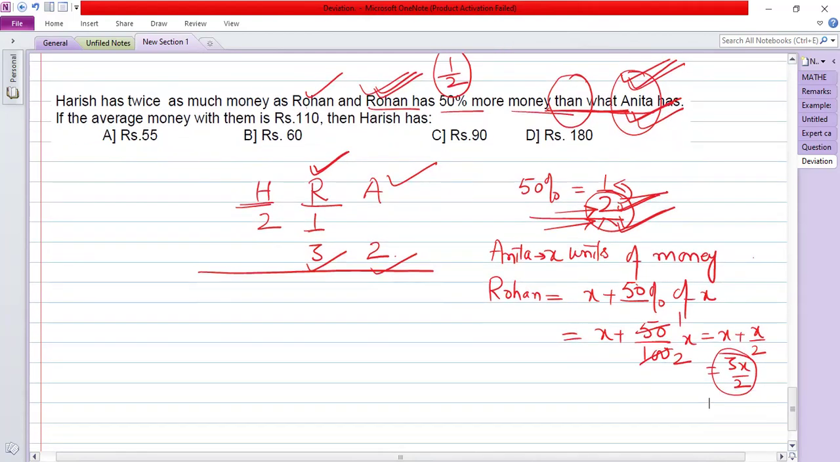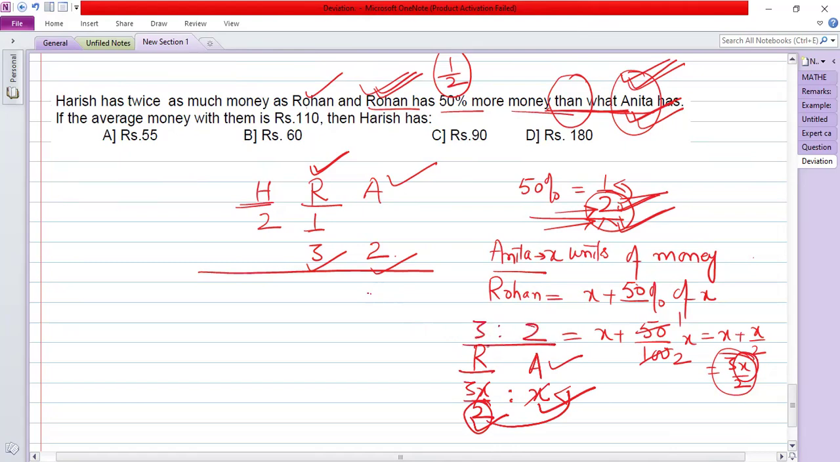Now one can see what this X is. X units is with Anita, and Rohan has 3X by 2. Anita has X units of money, Rohan has 3X by 2 units of money. So X we can cancel out, and this 2 can go to the other side. So it will give us 3:2, meaning Anita and Rohan have money in the ratio 3:2, which is nothing but what you can see here.